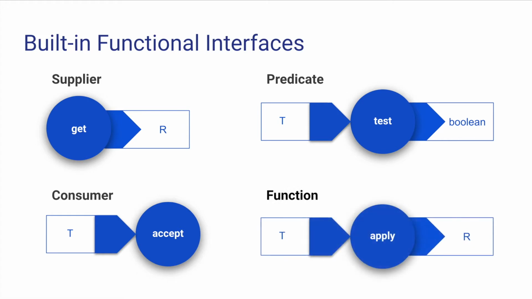And finally, Function. This takes an object as an input and applies something on it to return another object. The method name of the functional interface is apply. You should try and correlate the interface name with the method name. So a supplier supplies an object, a consumer accepts an object, a predicate performs a test on an object while returning a success or failure, and a function applies something to an object to return another object.